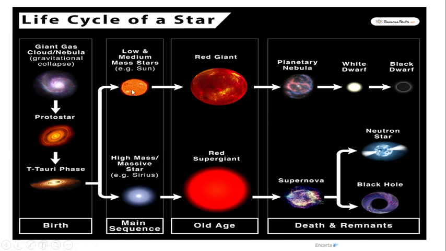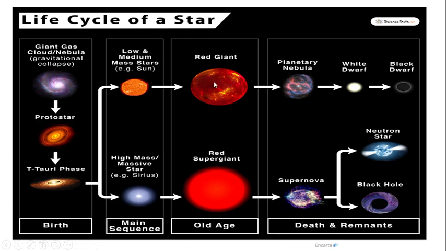Then the main sequence stage. In the main sequence stage, we have a low and medium mass star shining like this, our sun, or a high mass or massive star shining like Sirius. Notice the difference in color. That tells us the difference in temperature also.